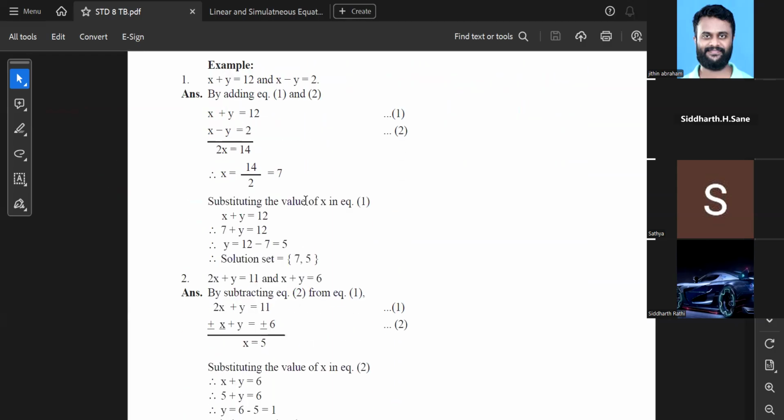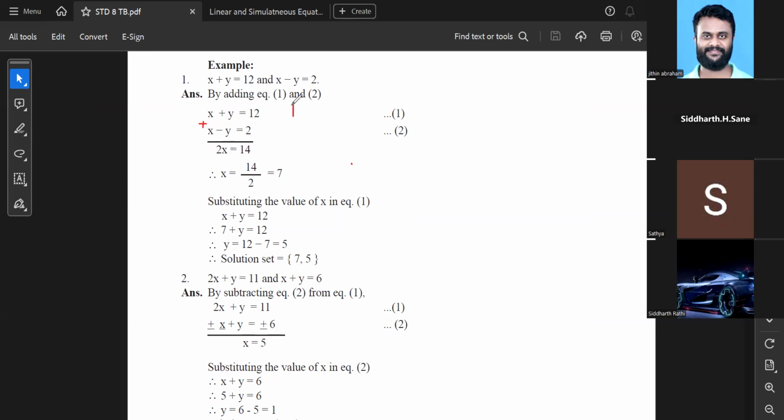Now, let's consider examples so that we'll be thorough with the method itself. In this case, you have two equations, x plus y is equal to 12 and x minus y is equal to 2. In these two equations, obviously, if I wish to eliminate y, I can simply add them. If I add them, the y automatically gets eliminated and I'll get the value of x.